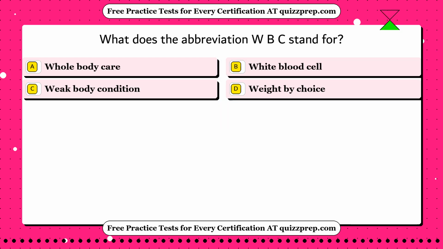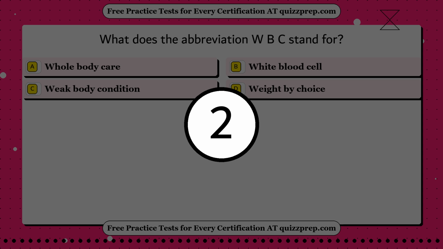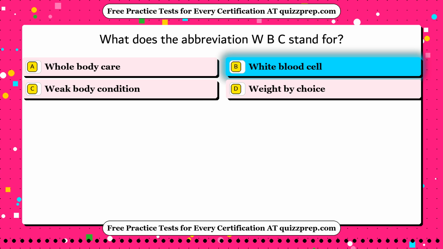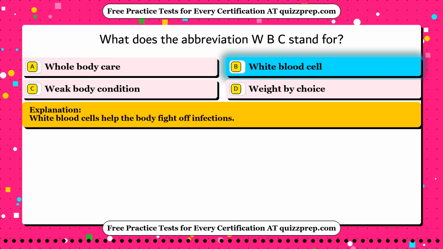Question 127. What does the abbreviation WBC stand for? Option A, whole body care. Option B, white blood cell. Option C, weak body condition. Option D, weight by choice. The correct answer is option B, white blood cell. White blood cells help the body fight off infections.